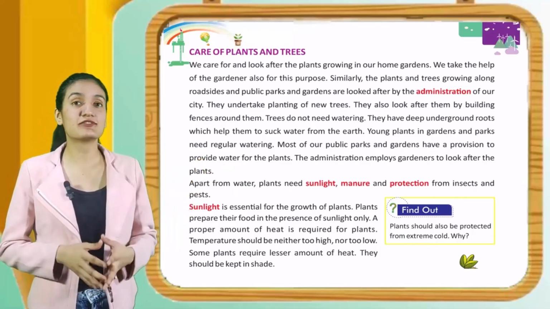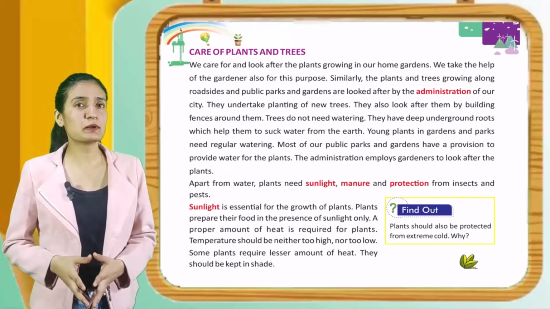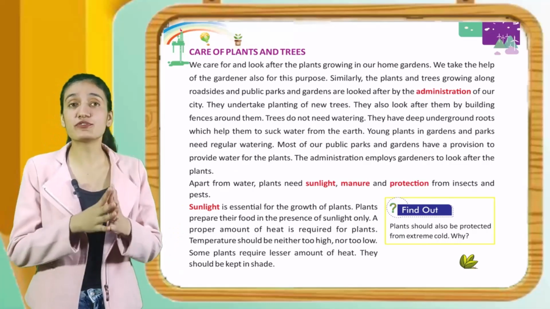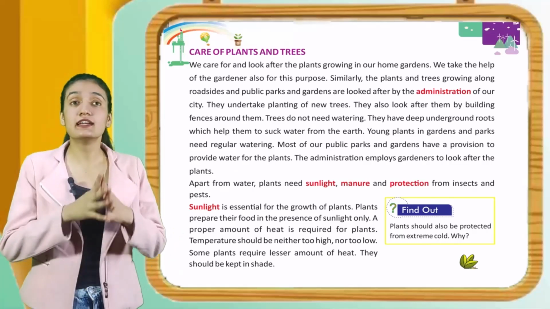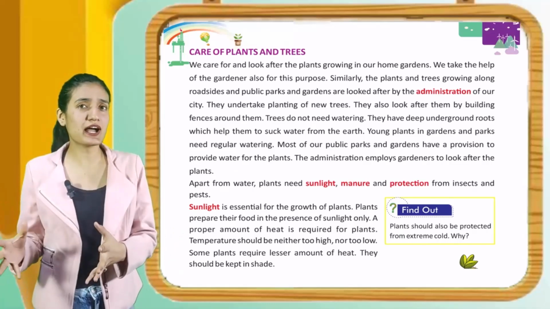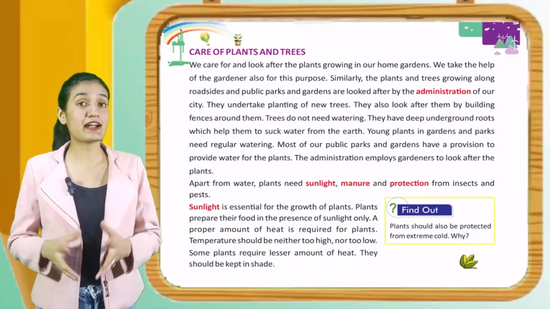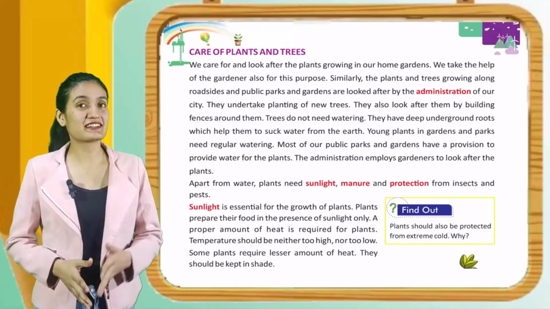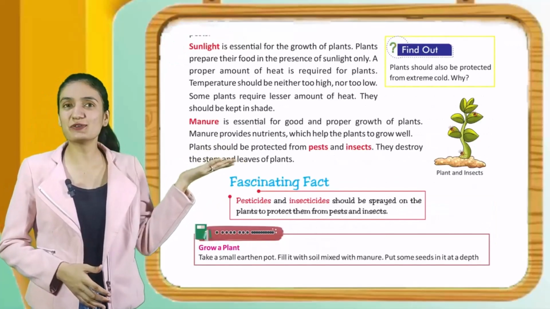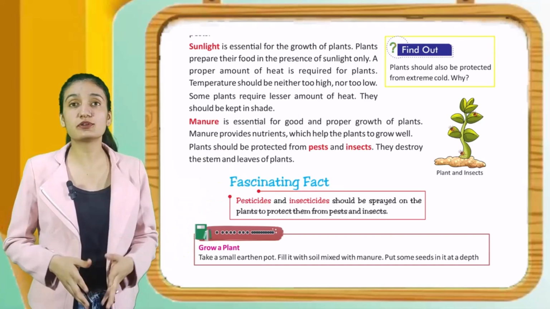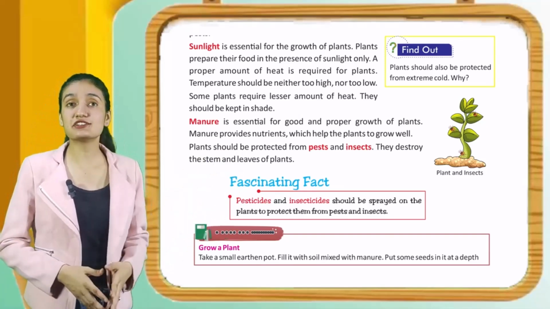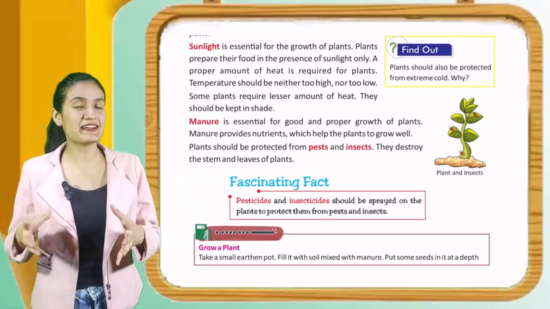Sunlight is essential for the growth of plants. Plants prepare their food in the presence of sunlight only. A proper amount of heat is required for plants. Temperature should be neither too high nor too low. Some plants require lesser amount of heat. They should be kept in shade. Now students, let's find out. Plants should also be protected from extreme cold. Why?